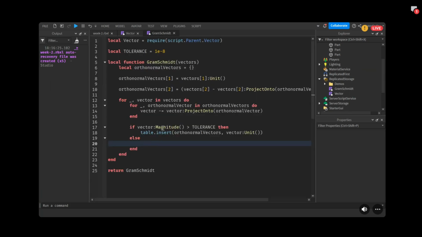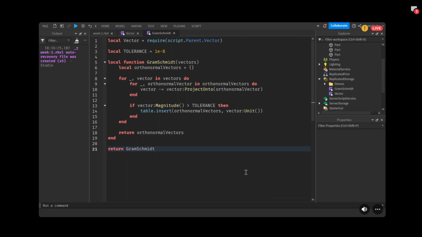All right. So there's really nothing to write here. We're just not going to add our vector. Okay, and then at the end of it, we just return orthonormal vectors, and I'll get rid of these two as well. So this is Gram-Schmidt. It's quite simple. We take a vector, we project it onto the orthonormal vectors, subtract that projection away, and then we normalize it.